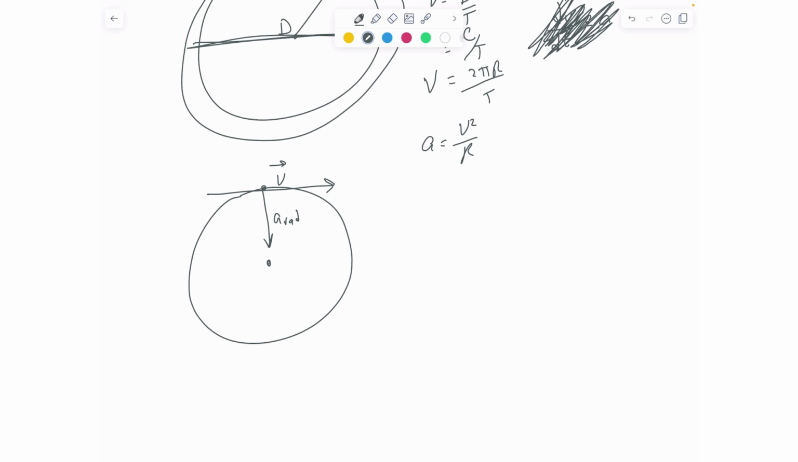Now, there is another acceleration. Acceleration is a vector, and so there is another component to it, and it's also tangential to the velocity. So it's called tangential acceleration. So it goes in this direction. Now, if the velocity is constant, meaning you're going, say, 3 meters per second all the way around, then the tangential acceleration is 0. It's nothing.